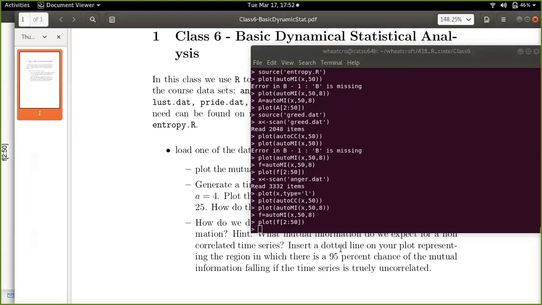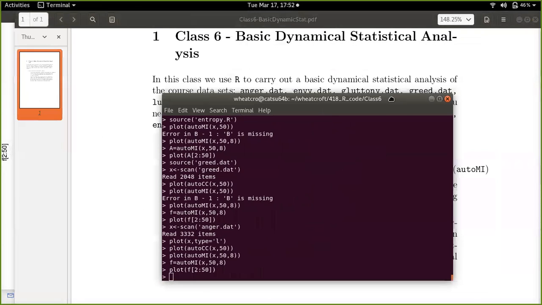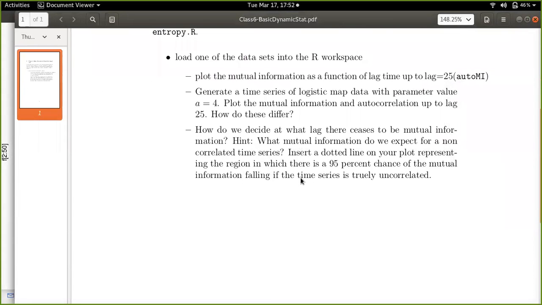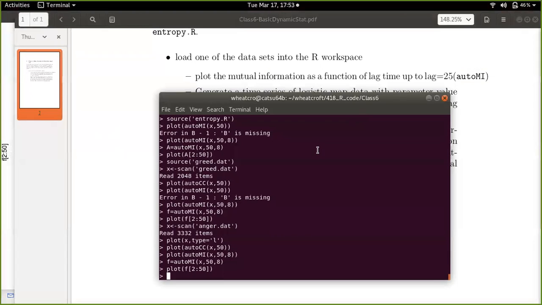Okay, so then the next part of the worksheet asks you to generate a time series of logistic map data with parameter value a equals 4, and then to plot the mutual information and the correlation up to lag 25. So we're doing the same kind of thing here. So let's do that. So you should still have the logistic function from before.